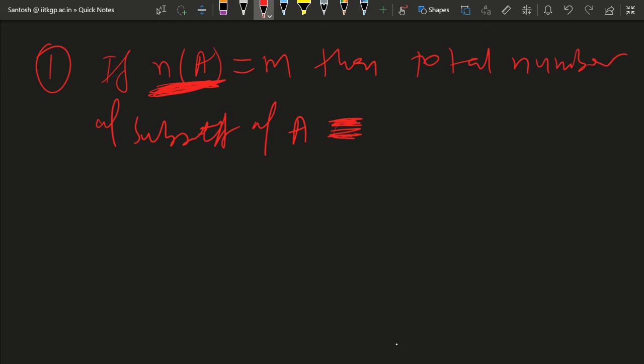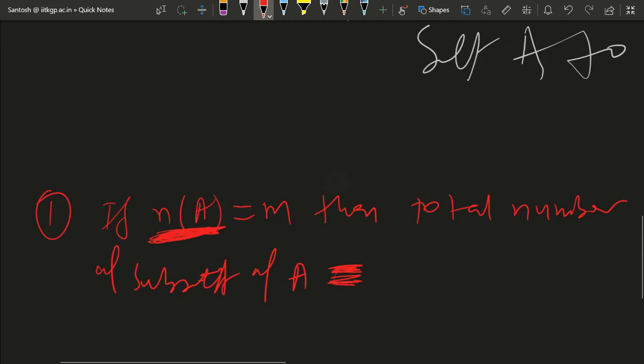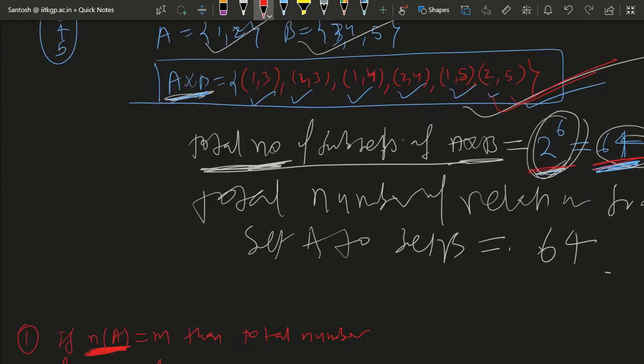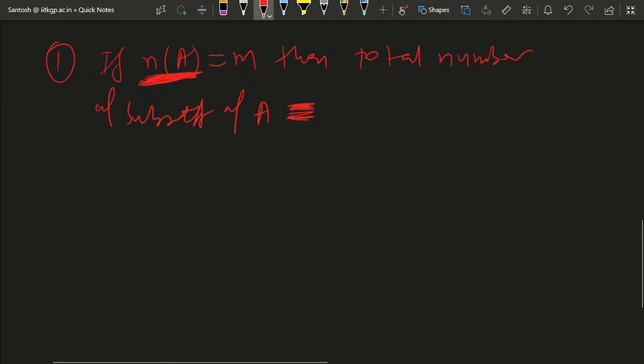Yes, anyone would like to tell the formula of this? Do you notice anything? A cross B had 6 elements, so I told that it has 2 raised to power 6 subsets, that is 64 subsets. Can you generalize it and tell me the correct formula? If set A has m number of elements, what is the total number of subsets of A? How many subsets can you define on set A?